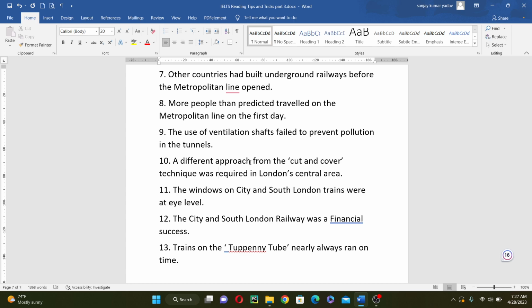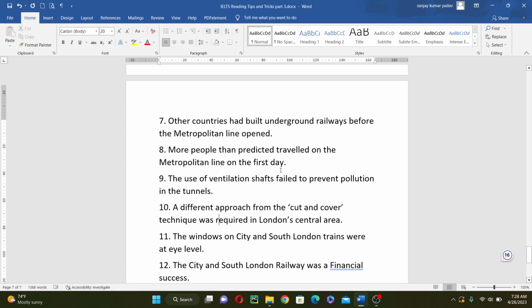If there is the same approach, which is the cut and cover technique being required in London, then it is false. If it's not talking about the different approach, and just talking about the cut and cover and the different techniques, and all it's talking about is the London central areas and the cut and cover, and it's not talking about the different approach, then definitely it will be the not given answer. And sometimes not given answers would not even be mentioned. So let's see the 10th question.